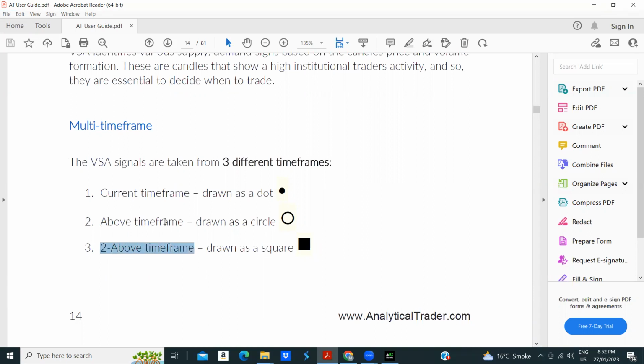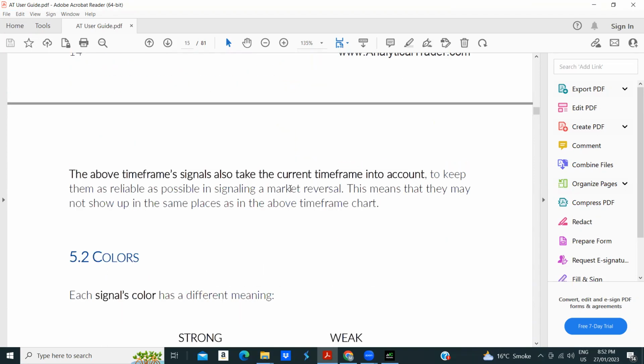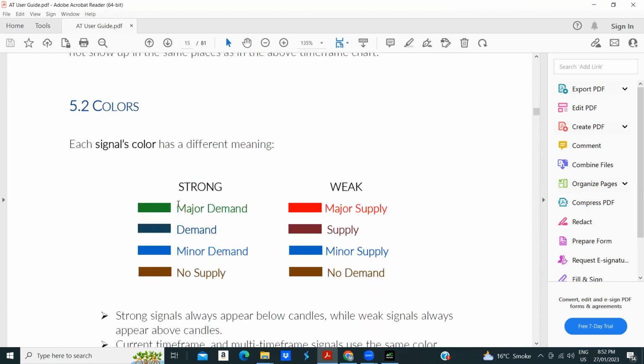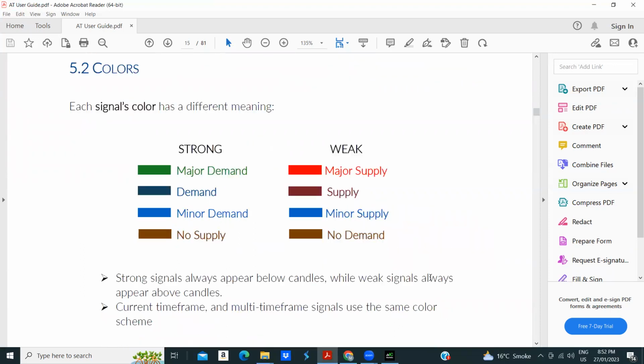This one is above time frame. This one, the major one. Got it? Right. The same time frame, the current time frame. And then these are the colors. If you want to study the colors: major demand, strong demand, minor demand, no supply. Major supply, strong supply, minor supply, no demand. Got it?